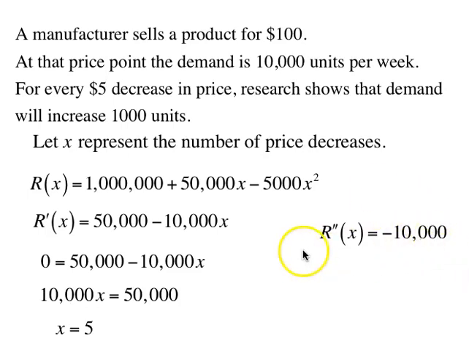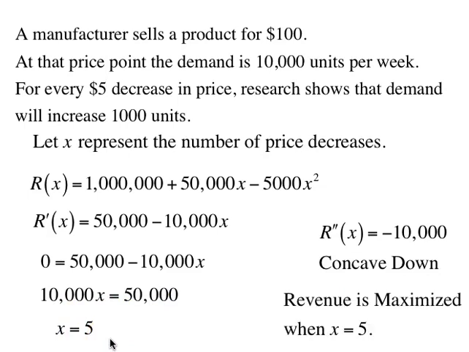Now notice the second derivative is negative 10,000. The second derivative is always negative. That means it's concave down. If we have a concave down situation, our critical value will be the absolute maximum. So we'll have maximum revenue when x is 5.